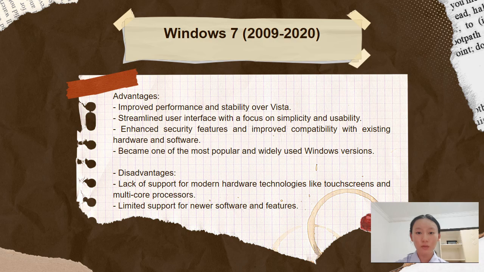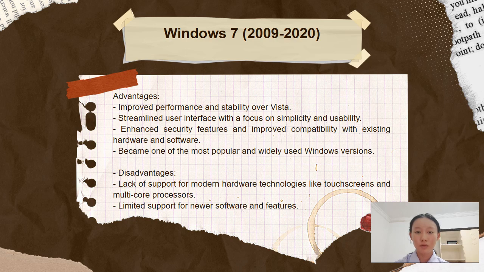Windows 7 from 2009 to 2020. The advantage: improved performance and stability over Vista. Streamlined user interface with focus on simplicity and usability. Enhanced security features and improved compatibility with existing software and hardware.